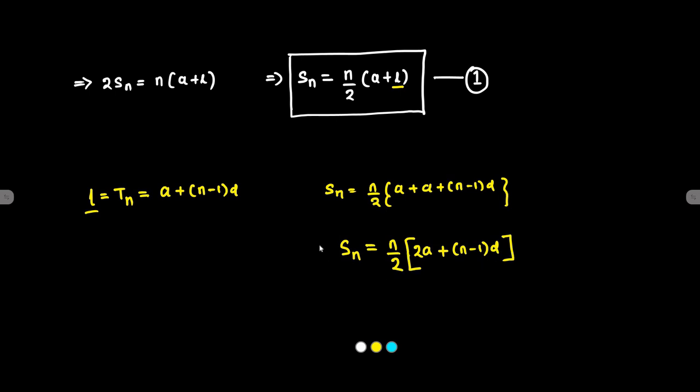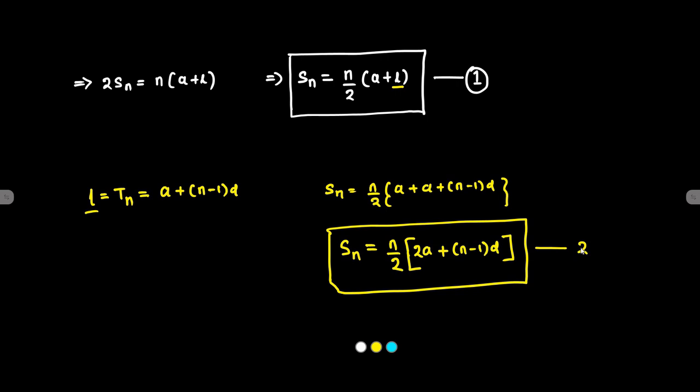So this is the second formula, again derived from the first. This is the second important formula of the sum of n terms of an AP. Okay, n by 2 into 2A plus n minus 1 into D. Here A is the first term, small d is the common difference, L is the last term, and n is the total number of terms that are present in the arithmetic progression. So these are the two formulas related to finding out the sum of n terms of an AP.